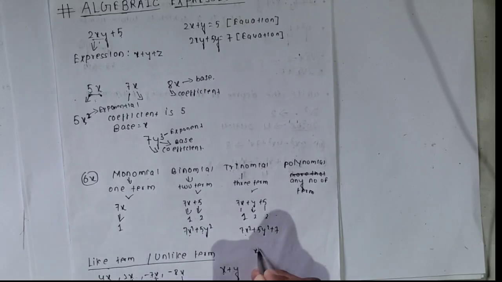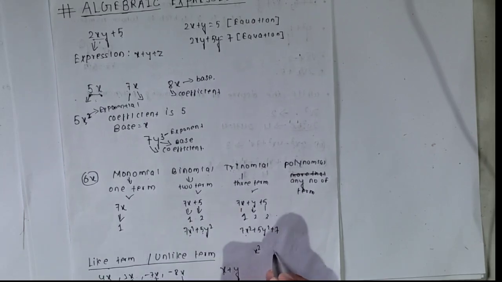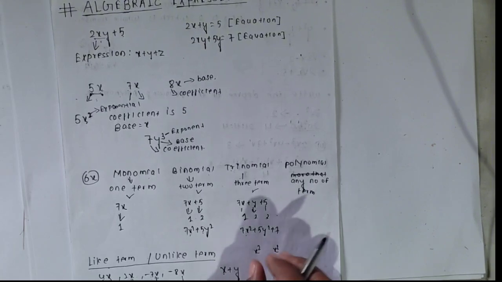Now we move to the next topic, like terms and unlike terms. What are like terms? Like terms have the same variable and the same exponent. Same variable means x, y, z, a, b, c, d. And the same exponent means, for example, if this is x to the power 2, there is also x to the power 2. The variable is the same, and that is the same exponent.